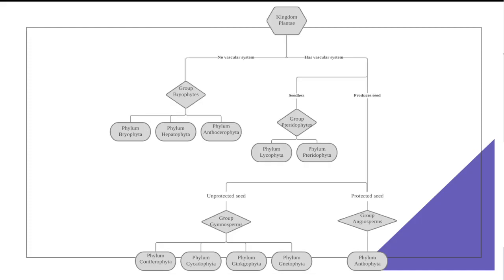Last but not least, we're going into our plant overlords. We are looking at kingdom Plantae. So the evolutionary relationships that we are using for kingdom Plantae are vascular system, seed, and whether that seed is protected or unprotected. So let's look at our plants. If your plant does not have a vascular system, then that goes into group Bryophytes. That is then divided into phylum Bryophyta, phylum Hepatophyta, and phylum Anthocerophyta.